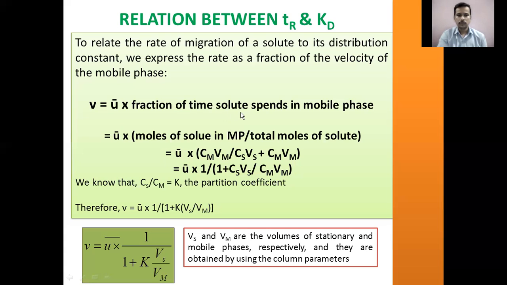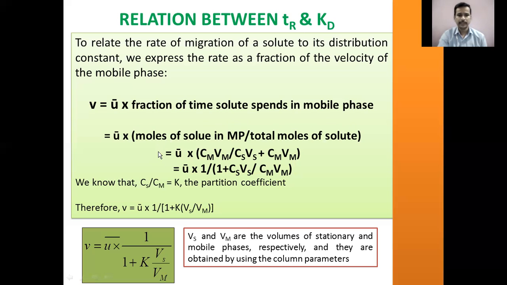Therefore, the solute will be moving along with the speed the mobile phase is moving. All those solutes which are not being retained by the stationary phase will be moving along with the mobile phase with almost the same speed as the mobile phase is moving. Therefore, the linear velocity of the solute which is moving through the chromatographic column can be written as U bar into the fraction of time the solute spent in the mobile phase.